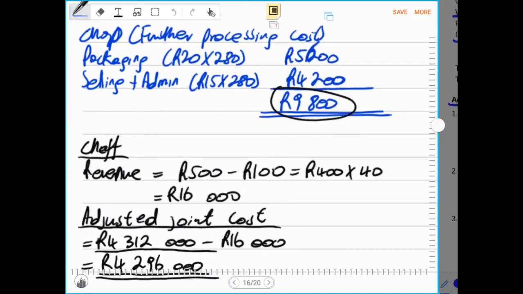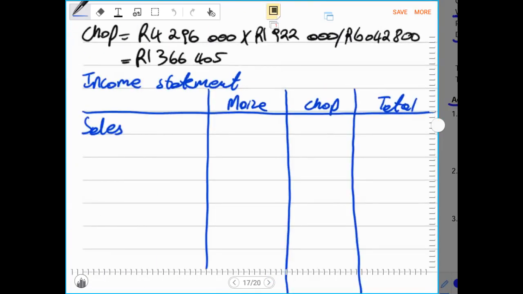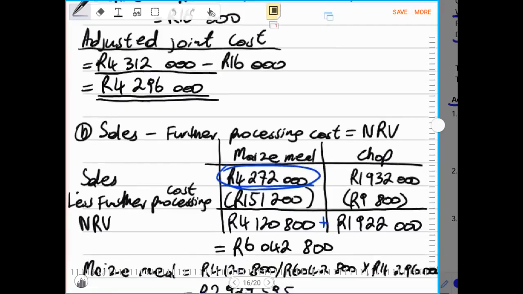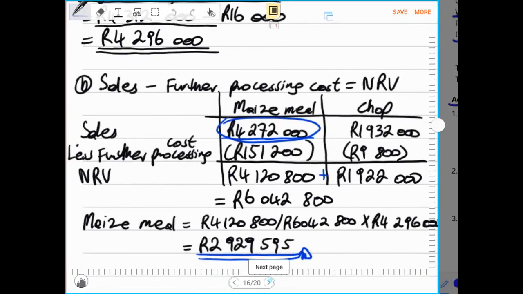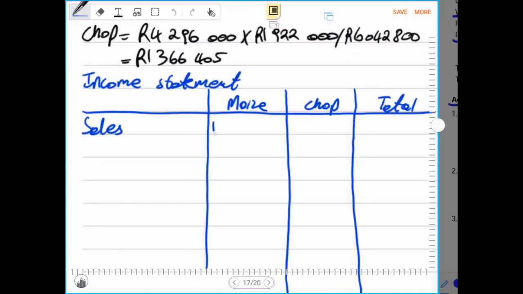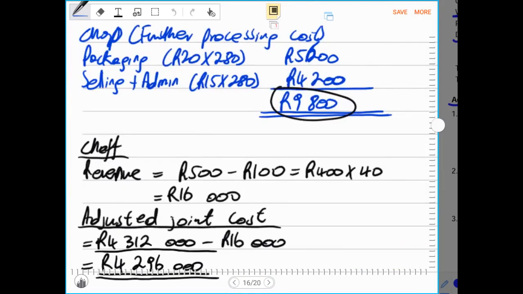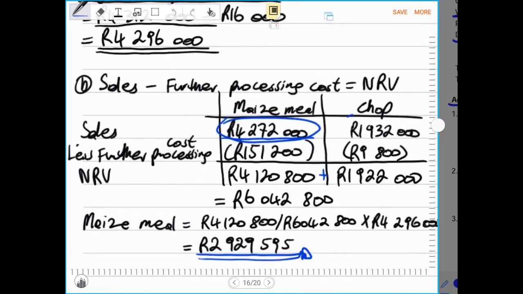But when you do the income statement, you base your sales on the number of units that were sold. But in this case, all that was manufactured is assumed to be all sold. So it becomes 4,272,000 rands. Then the second sales were given to us as, or we calculated as 1,932,000.